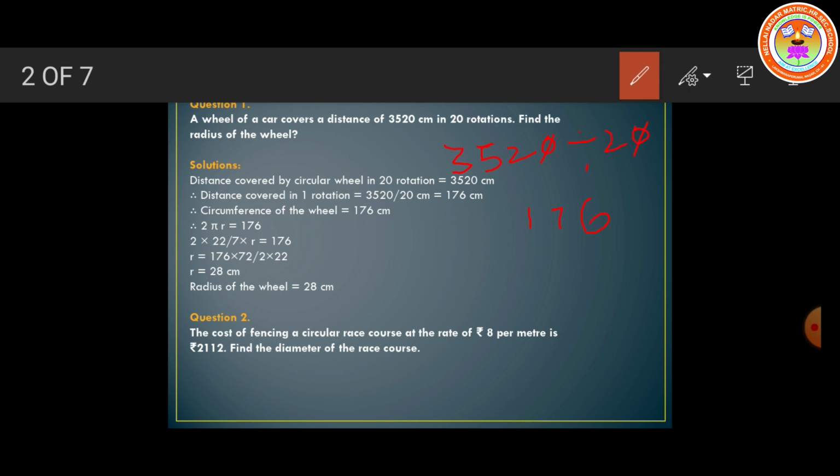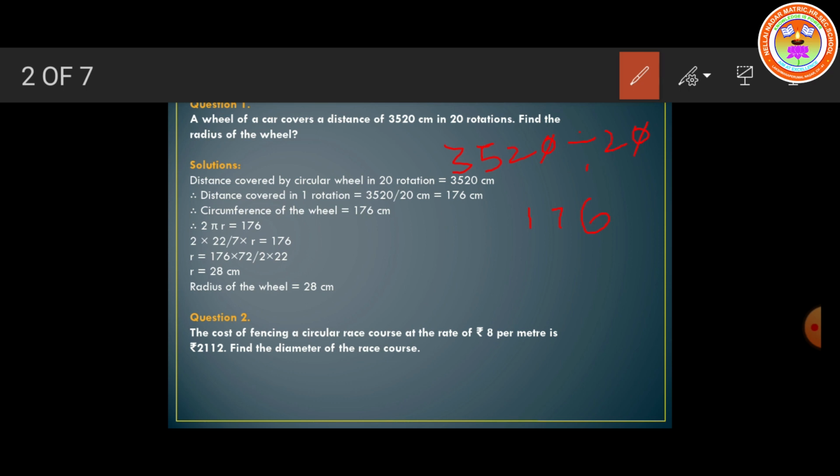Therefore, one rotation is equal to the circumference of the wheel. So the circumference of the wheel is equal to 176 centimeter. Can you understand how we find the circumference of the wheel? Circumference is what we found from the given data. Next, we are going to find the radius of the wheel.